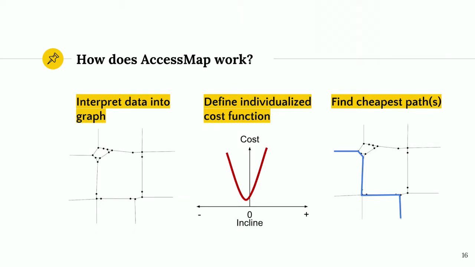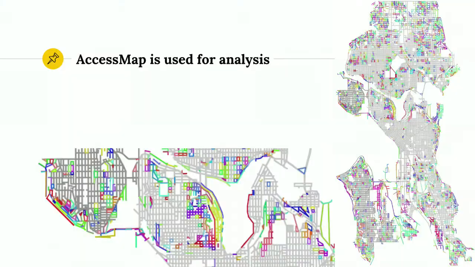So fundamentally, how does this work? We need to have a bunch of data that we can interpret into a graph, nodes and edges that have information on them. We need to define an individualized cost function on the fly. As soon as somebody puts in their information, they can say, I need this amount of incline, I need curb ramps, I need to use the sidewalk. And then we get the cheapest path using really standard algorithms.